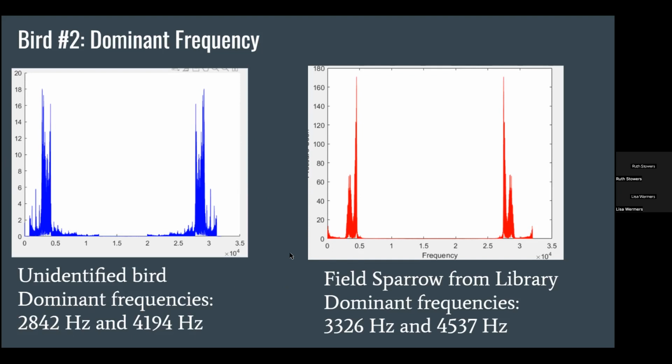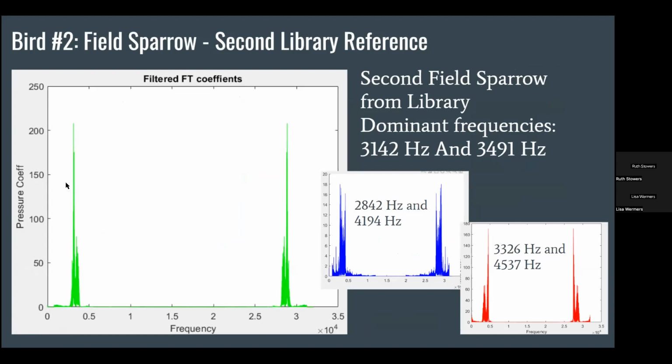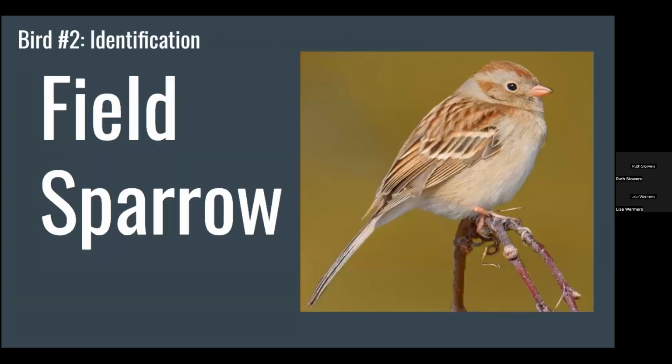So because it was a little bit more difficult, we actually did do a comparison to another library soundbite as well to see what that was like. And I'm going to just play it here. That same trilling kind of noise, and there's the ones that I've already shown you for comparison. And then here again we see the two peaks, this one right here and then this one here. So it's similar. Similar enough that we have tentatively concluded that this particular bird is a field sparrow.